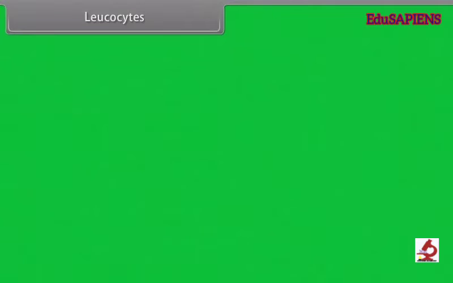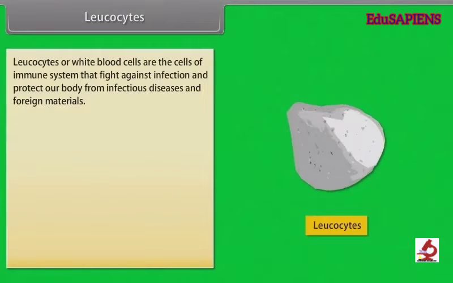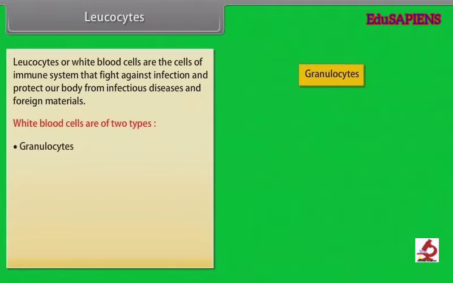Leukocytes. Leukocytes or white blood cells are the cells of the immune system that fight against infection and protect our body from infectious diseases and foreign materials. White blood cells are of two types: granulocytes and agranulocytes.